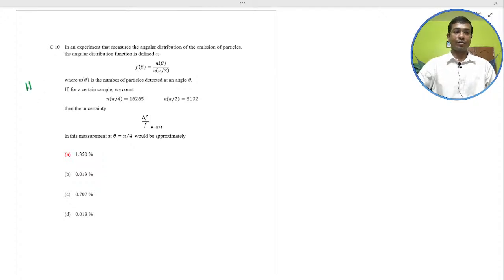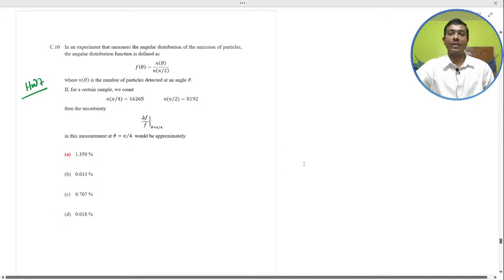This is your homework number 7. This is a numerical question. You calculate this and give me feedback on the answer, and if you have not done it yourself, I will give you the answer in the comment box.